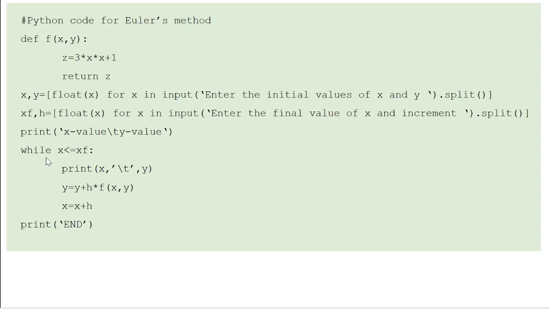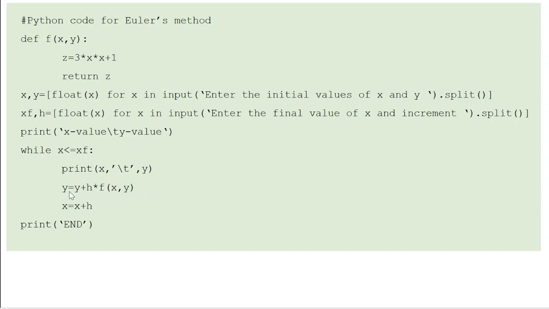Okay. Then I need to perform the iteration. For that, I invoke the while loop, and the condition is x less than equal to xf, right? Where xf is the upper limit. Okay. And I print the values of x and y separated by a tab space. So basically, x naught, y naught is readily available here. So first itself, I print x naught, y naught. Now I need to find x1, y1, right? So y1 is nothing but y naught plus h into f of x naught, y naught. So that's what I write here, the equation y equal to y plus h into f of x, y.